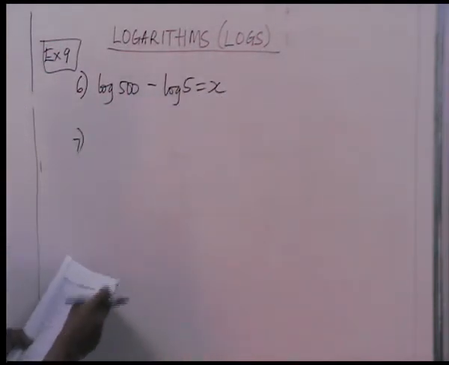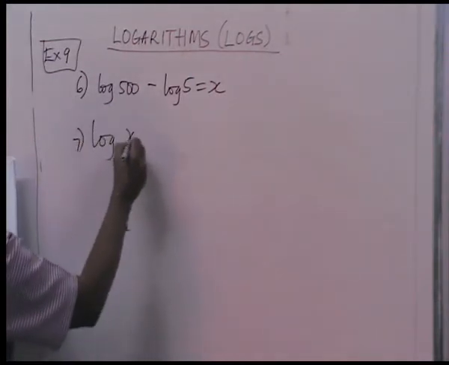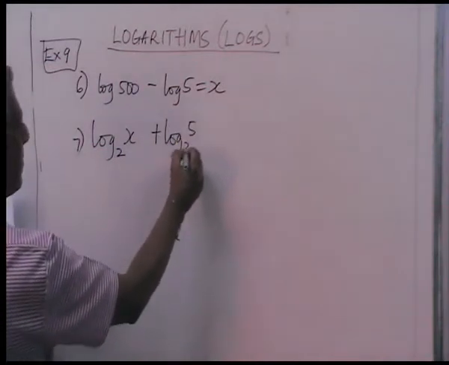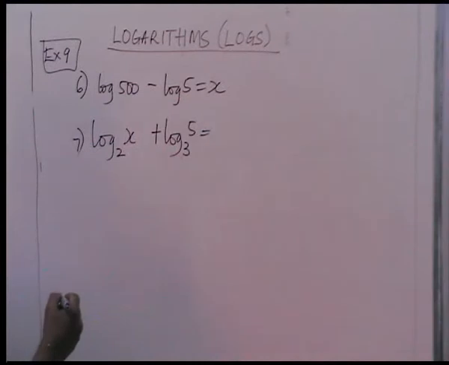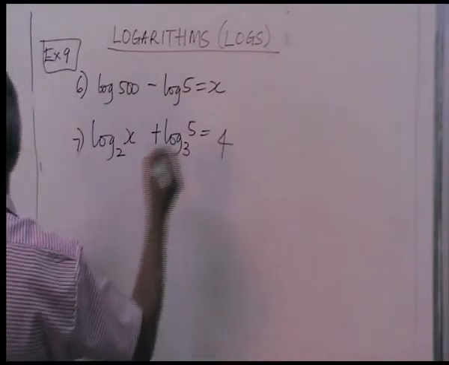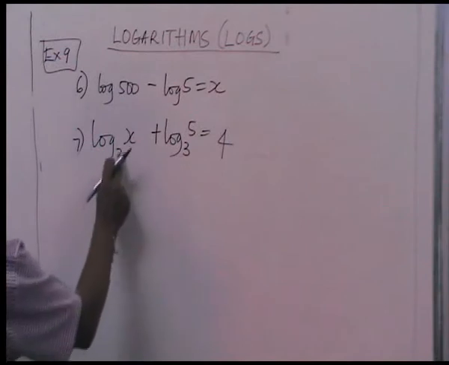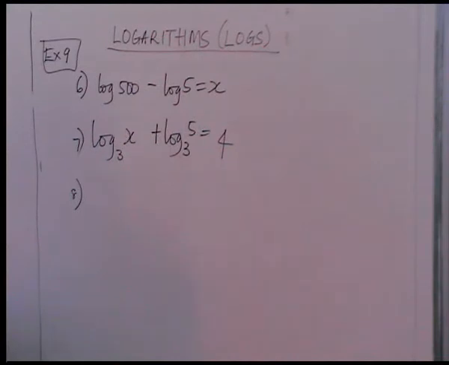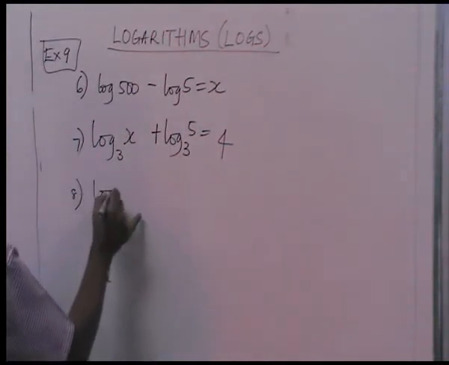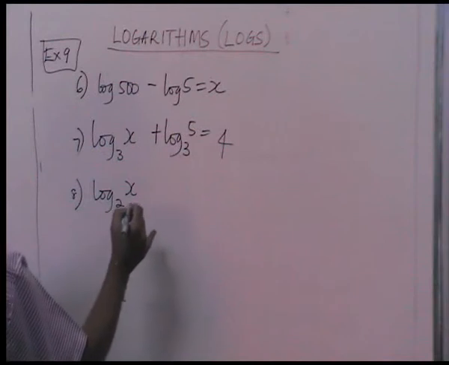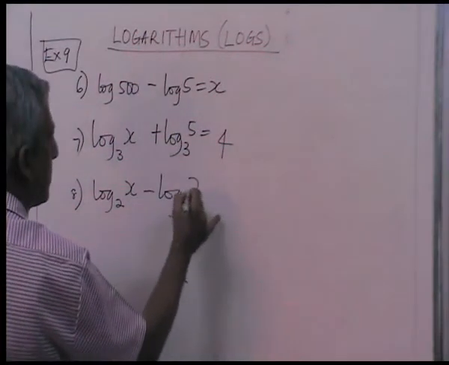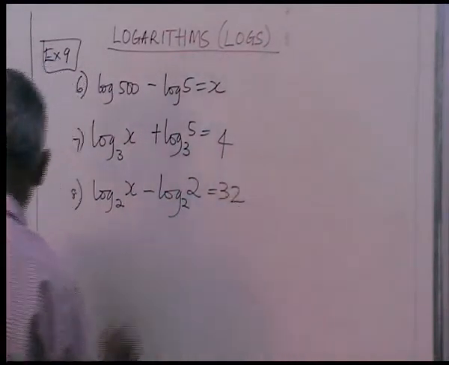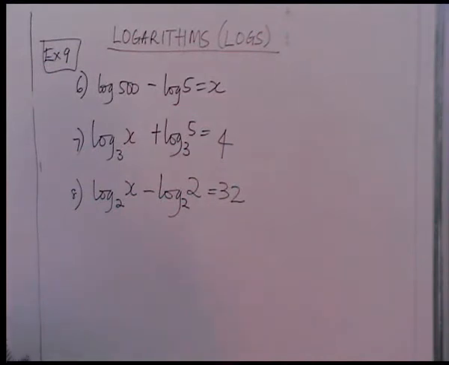Number 7. Log of x to the base 2 plus log of 5 to the base 3 is equal to 4. Sorry, this is base 3. Number 8. Log of x to the base 2 minus log of 2 to the base 2 is equal to 32.